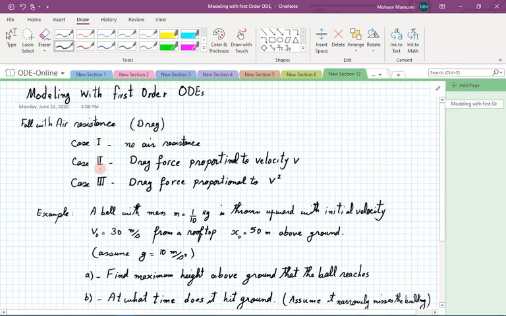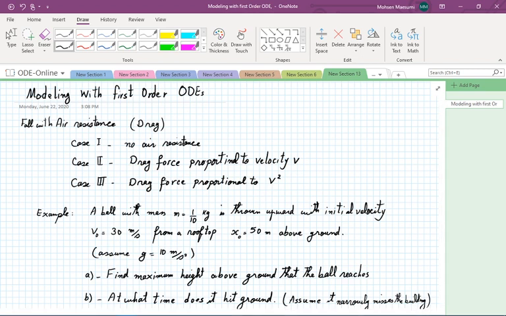We're going to take a look at three cases. Case 1 would be no air resistance at all, that is the drag force is equal to 0. Case 2 is we are going to take the drag force to be proportional to the velocity. And case 3, I'm going to leave that as a challenge problem for you if you are interested: drag force proportional to v squared. All of these show up in your textbook as homework problems, including case 3.